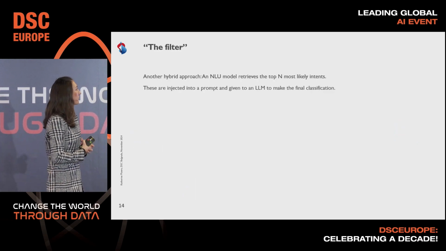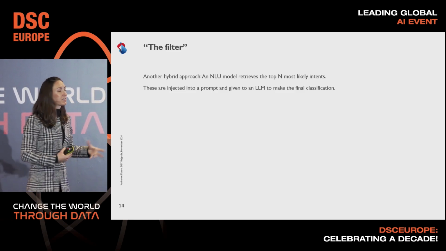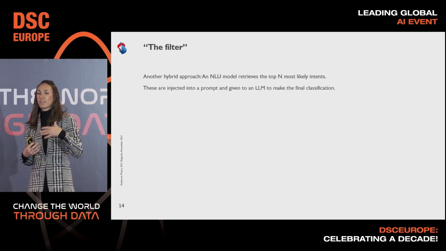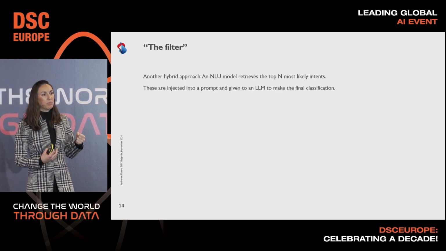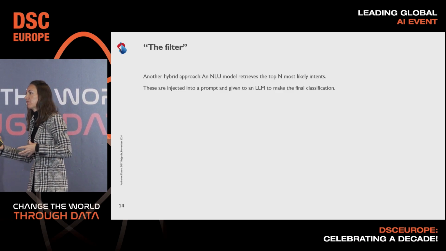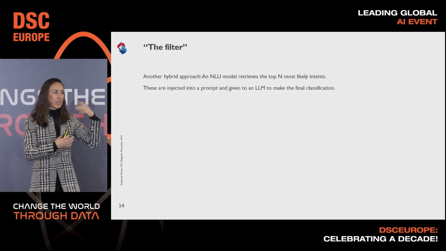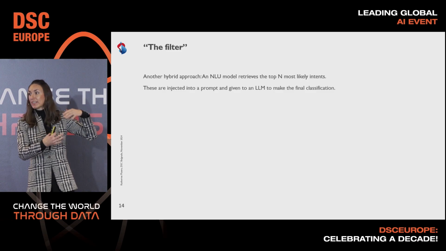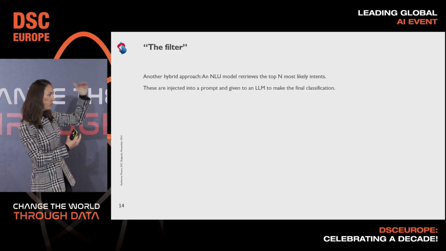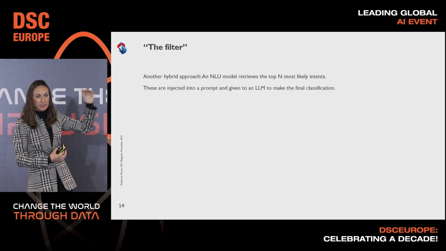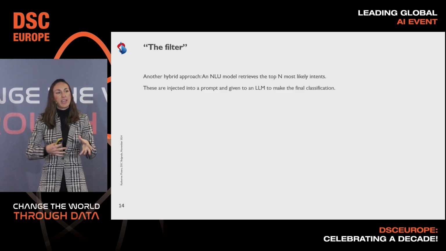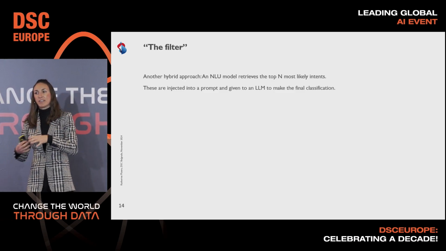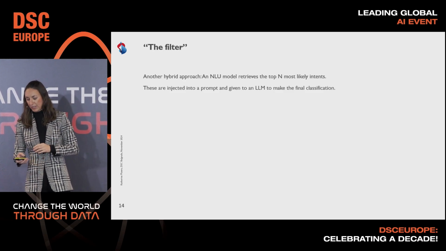So the next architecture I'm calling the filter. Again, this is a hybrid approach. But in this one, instead of getting just the top output from the machine learning model and falling back to an LLM if the model's less confident, you instead get the top 10 most likely predictions from the model. So the model is ranking these predictions, it's most likely this or this or this, and then injecting those into a prompt. So then instead of having every single possibility inside the prompt.